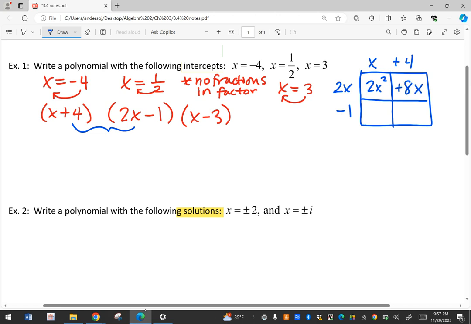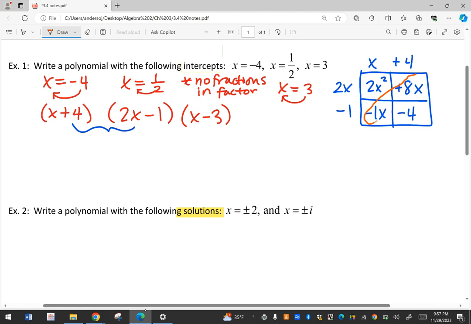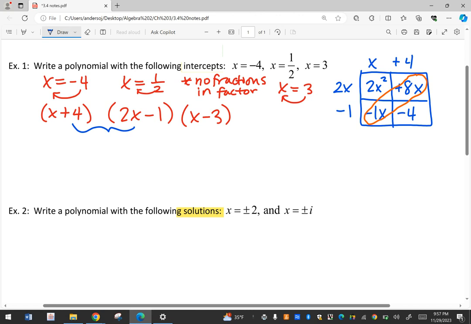When I fill in this box, I'm going to have 2x times x, which gives me 2x squared, and 2x times 4 is 8x, and minus 1x, and a negative 4. So when I put that together, I can combine these diagonals together here, and that will create that particular section to become 2x squared plus 7x minus 4. What I'll need to do now is bring down that other factor next to this.